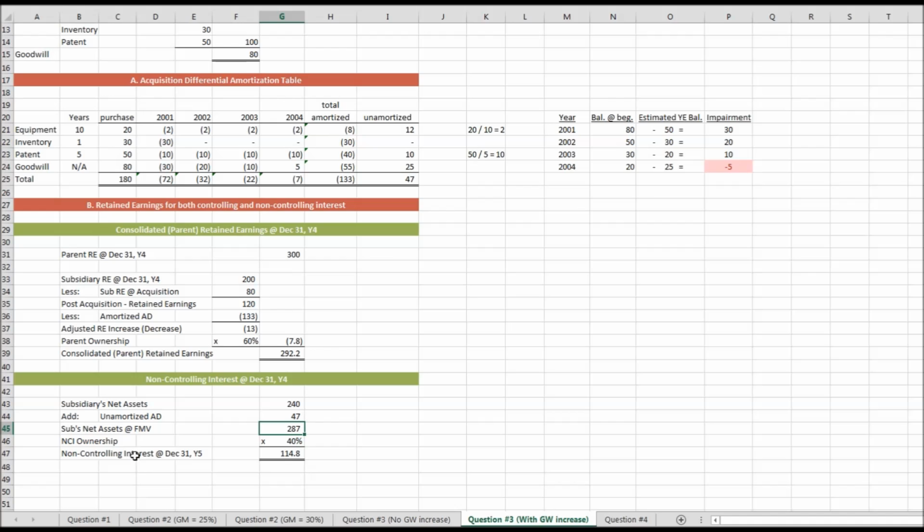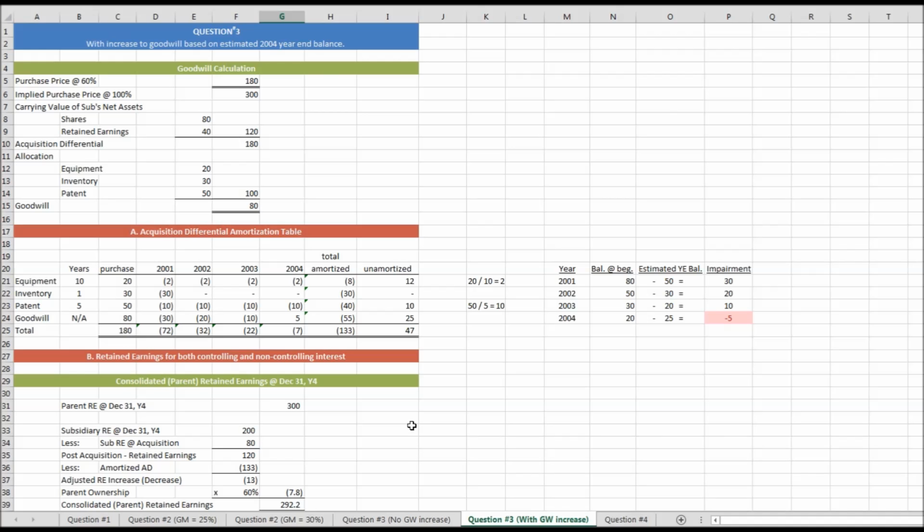since acquisition. And now we need to multiply it by the non-controlling interest ownership portion, which is 40%, and we get non-controlling interest of $114.8. There it is right there. So that's it for question 3. We're going to move along to question number 4.